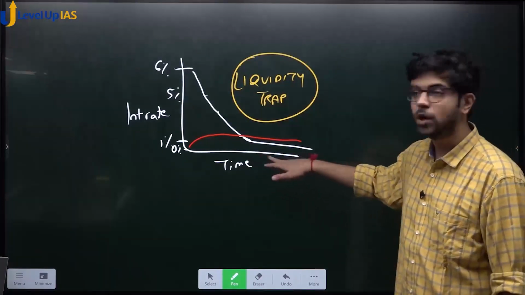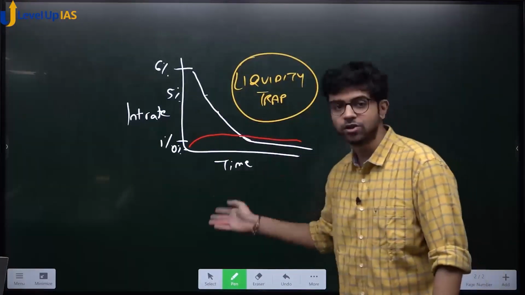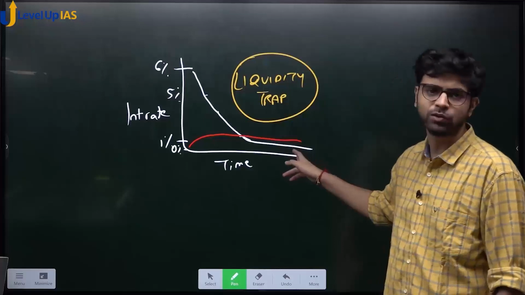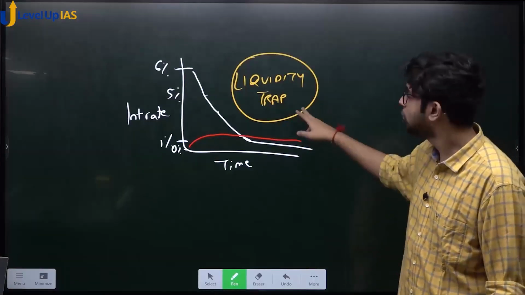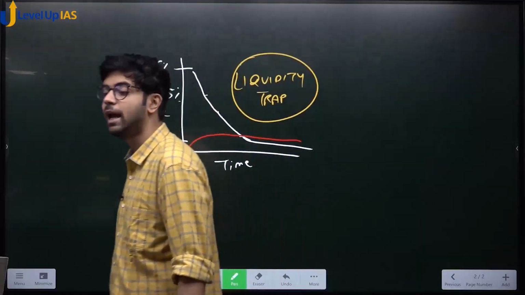And when the economy does not pick up, you have to cut rates further. But when you cut rates further, the economy still does not pick up. And after a point of time, you are like, bas ho gaya, ab mujhse nahi hoga. This is known as liquidity trap. It's a very important concept. Okay? This is known as liquidity trap.